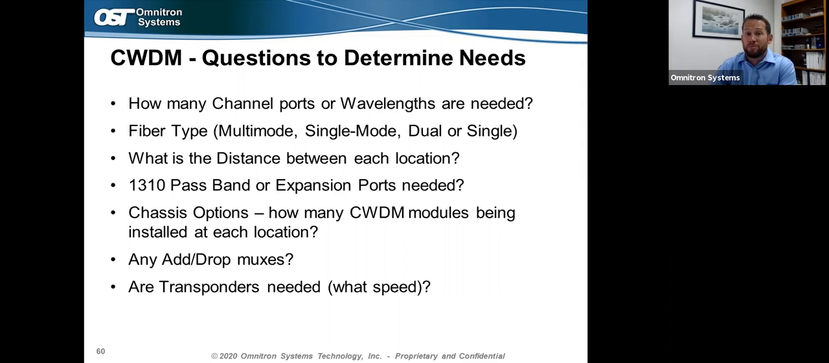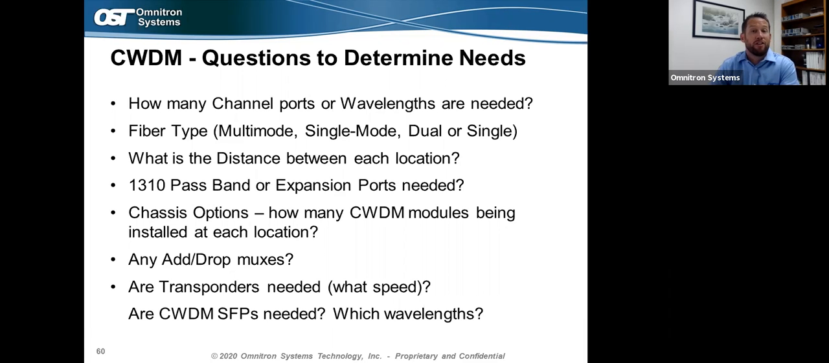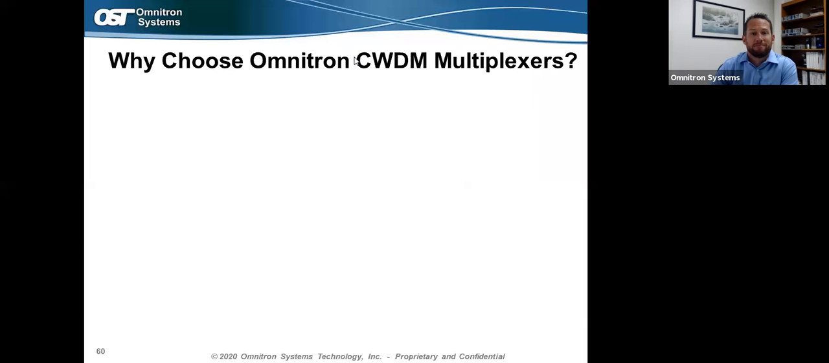And if so, what speed? Is it the gigabit or all the way up to 10 gig speeds? And then are the CWDM SFPs needed as well? And if so, in which wavelengths? So nice list of questions here to really help diagnose your CWDM needs for your network.